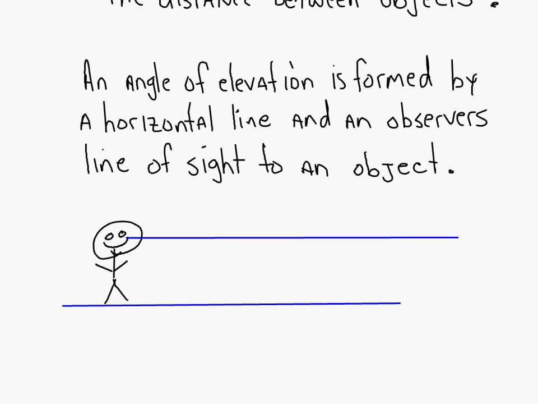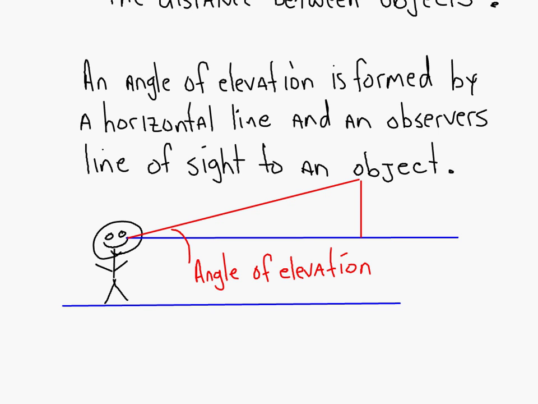And now if this person is looking along a line of sight to an object, say they're looking at the word object, that is an angle of elevation. Right in there. That is the angle of elevation. An observer's line of sight to an object and a horizontal line. So right in there, that's an angle of elevation.